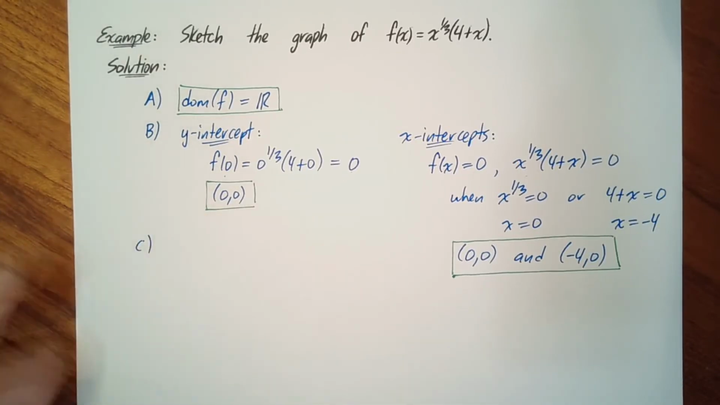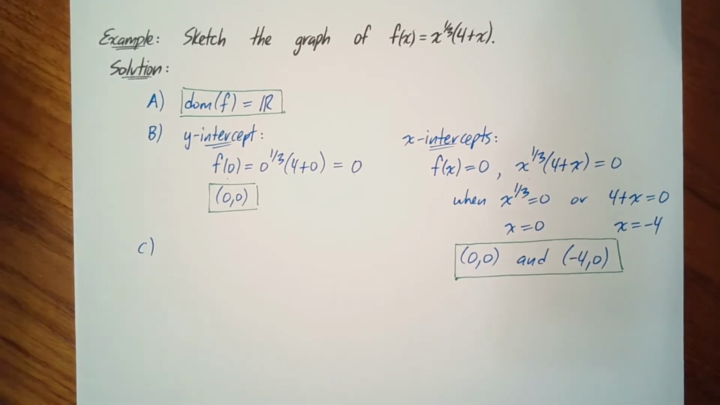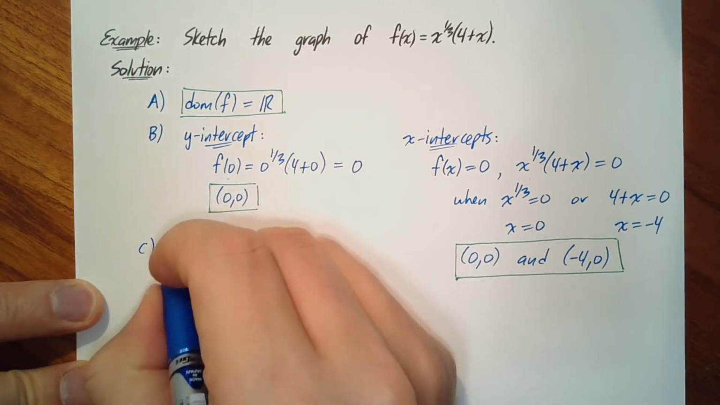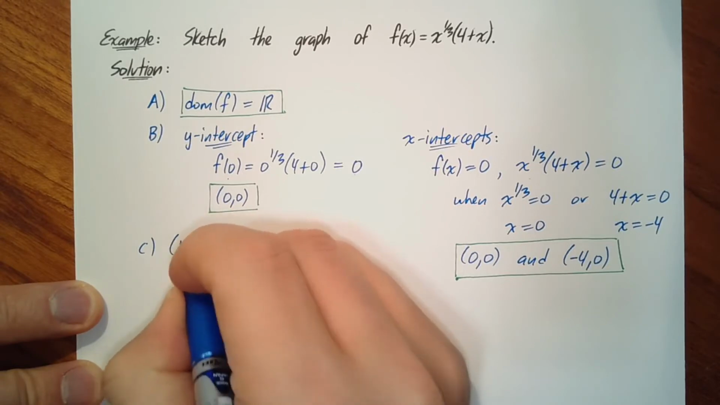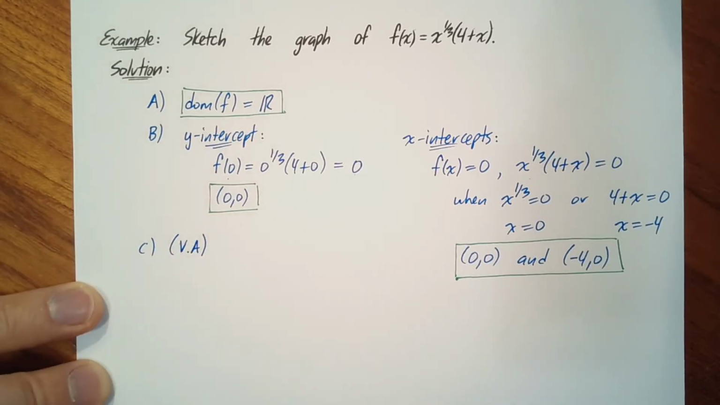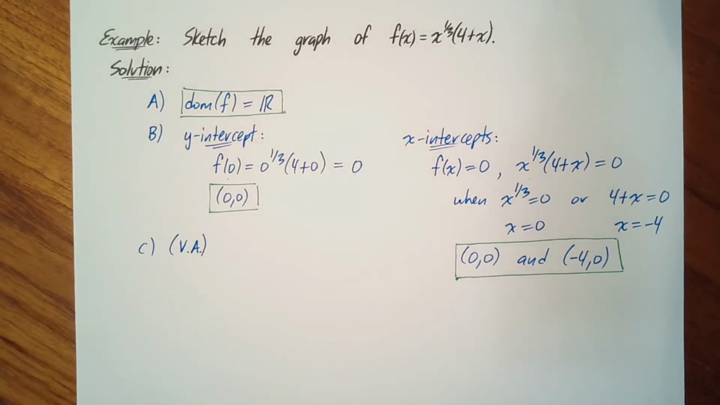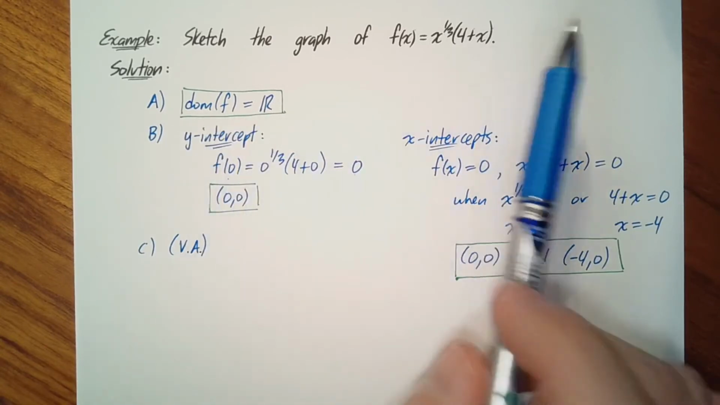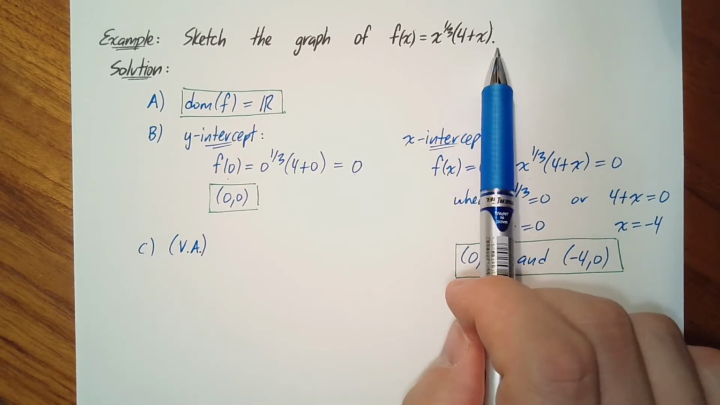Okay, so what about vertical and horizontal asymptotes? That's part C. So let's check vertical asymptotes. I'm just going to write VA as an abbreviation for vertical asymptotes. And my claim is that there are no vertical asymptotes. I haven't done any work to convince you of that, but I would just say it follows from the fact that the domain of f is all real numbers. Right? And this is certainly a continuous function. That's the other piece of it.